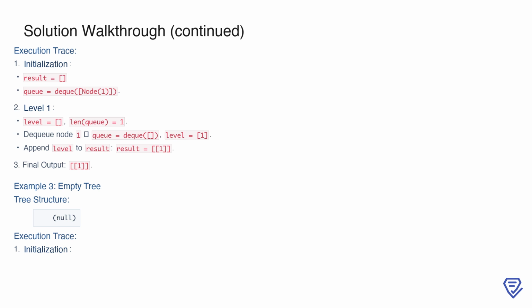We append the level list, which is 1, to the result. With no more nodes left to process, the final output is simply 1.